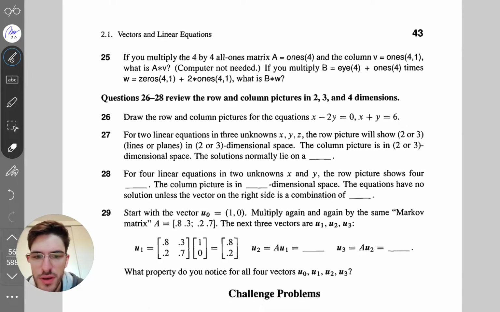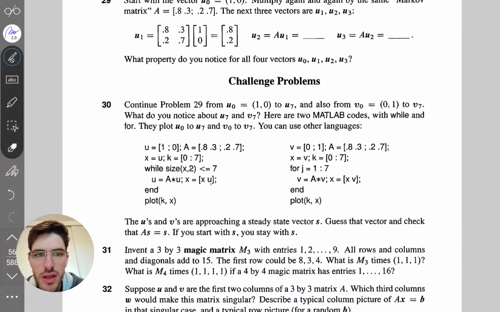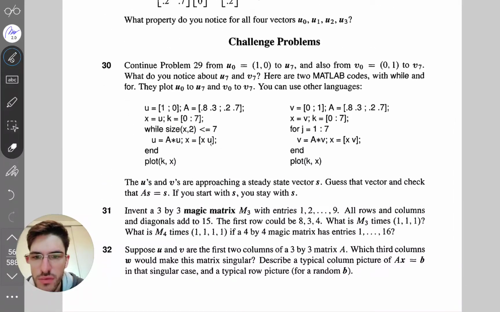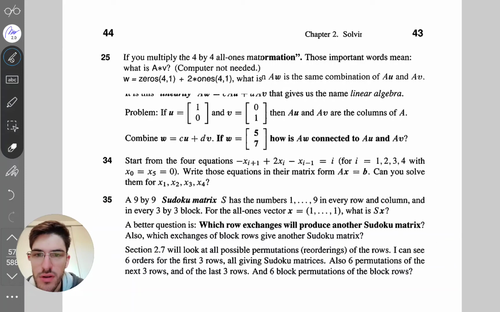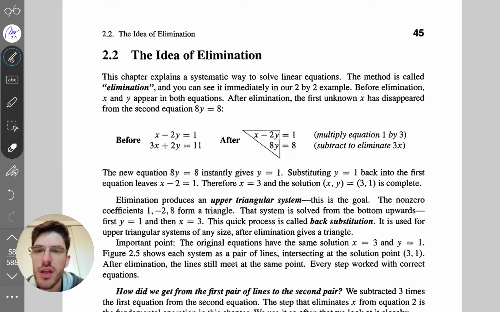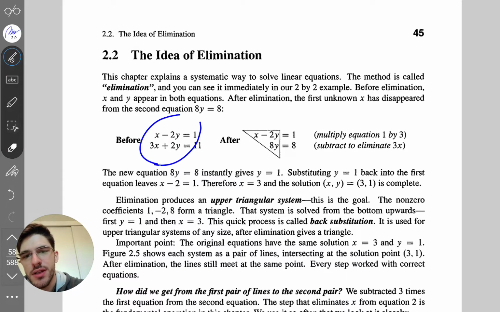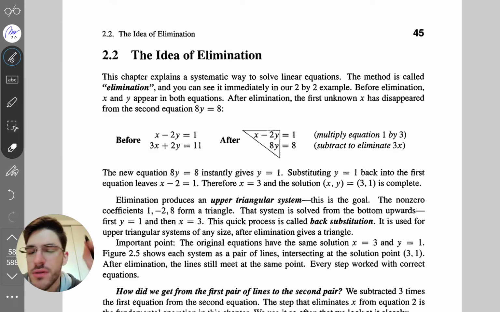Challenge problems. Hell yeah. That's boring. It's fun. Sudoku matrix. The idea of elimination. Now this is tasty. Okay. Let's write this again, I guess, because we had it. And then they form, actually this is really neat.